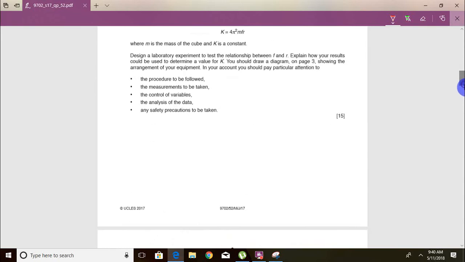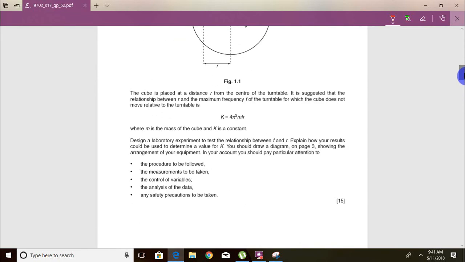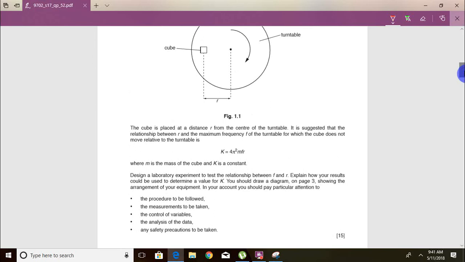Variable control, I believe I mentioned the whole mass thing, the whole dry surface thing, because that is likely going to contribute to the friction. Data analysis, if you draw a graph of F and 1 over R, with 1 over R on the x-axis and F on the y-axis, and you get a straight line through the origin, then your data is valid.